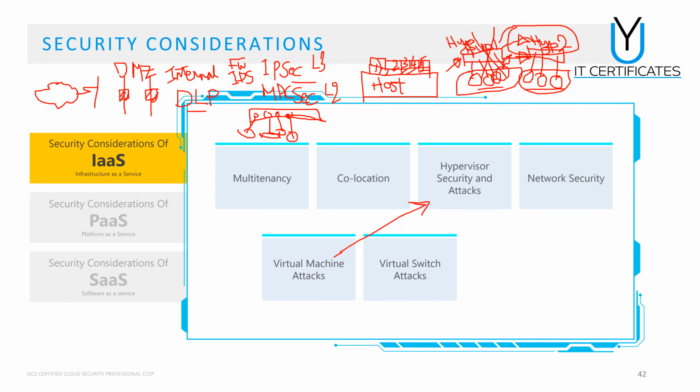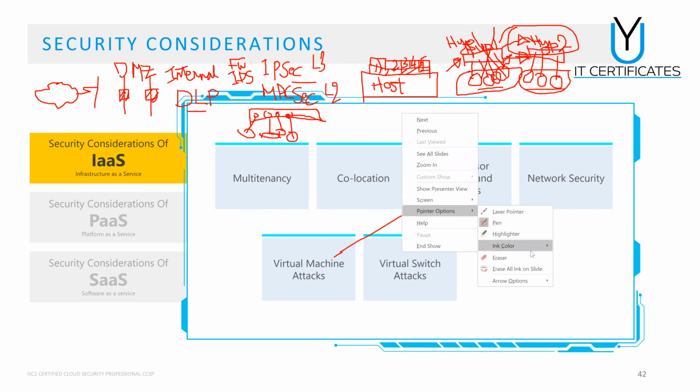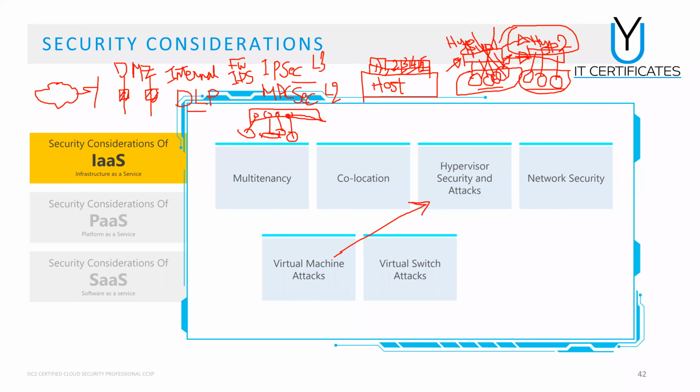But in the situation here, I will change the color of the pen, then you can follow the new explanation. If I want to take the virtual switch attack, a virtual switch is exactly similar to the normal switch. But this switch will be created here, gentlemen. You remember when we said that you have the host, and on the host we have the virtualization. Then we have the VMs. Here, you will have the virtual switch.